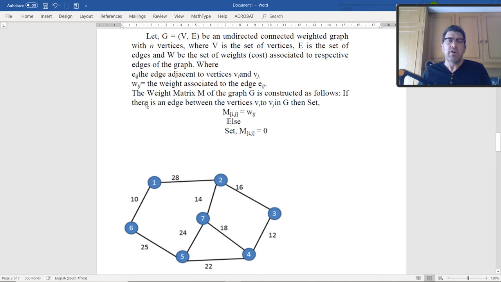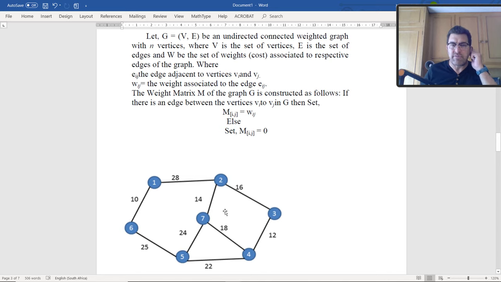Okay? The weight matrix of the graph G is constructed as follows. If there is an edge between the vertices i and j in the graph, then in the entry M_ij we record its weight. Else, if there is no edge joining the two, then we record the weight of that edge as zero.